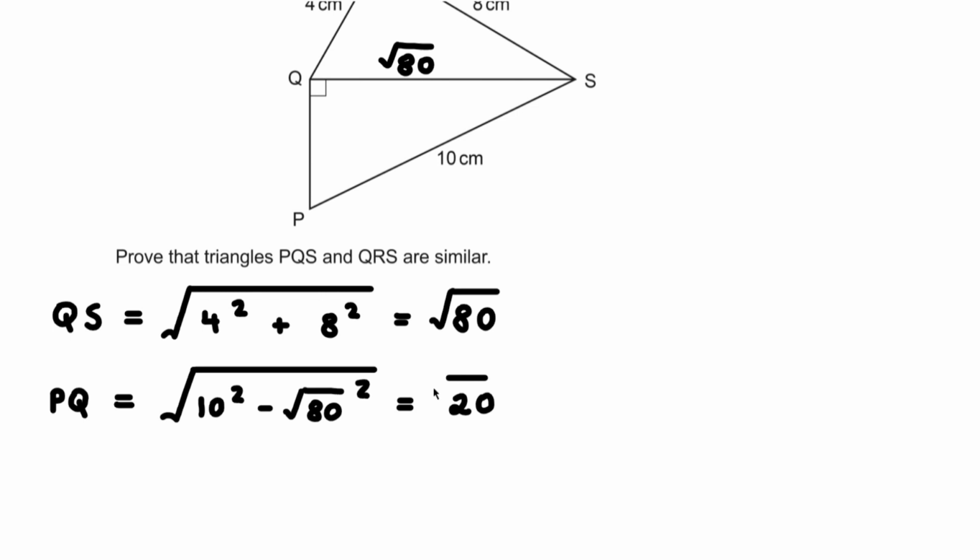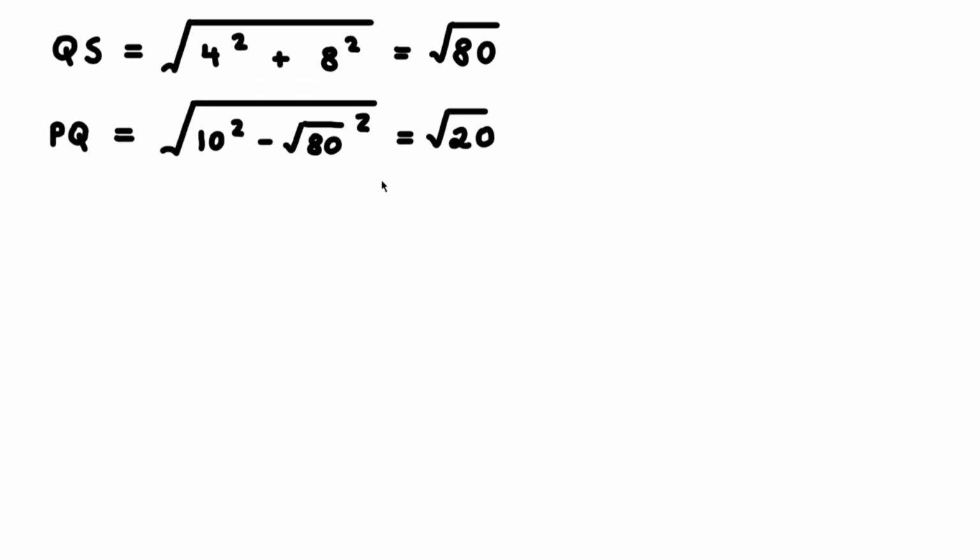So I've got root 20. So this length here is root 20. So we need to show that the triangles are similar. So for us to show that they are similar, we need to use the scale factors of the triangles.